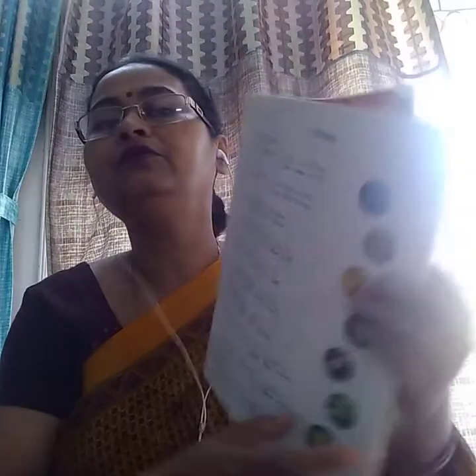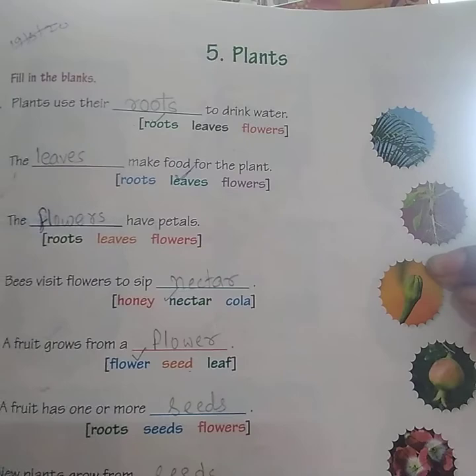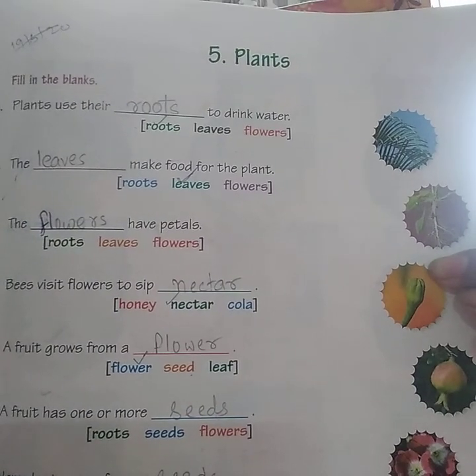As you all know, this is your GK book, Junior Knowledge, part 2. Today we will start with chapter 5 of this book, that is page number 7. Open your book at page number 7. This is page number 7, and the name of the chapter is plants. In this chapter we will learn more about plants.